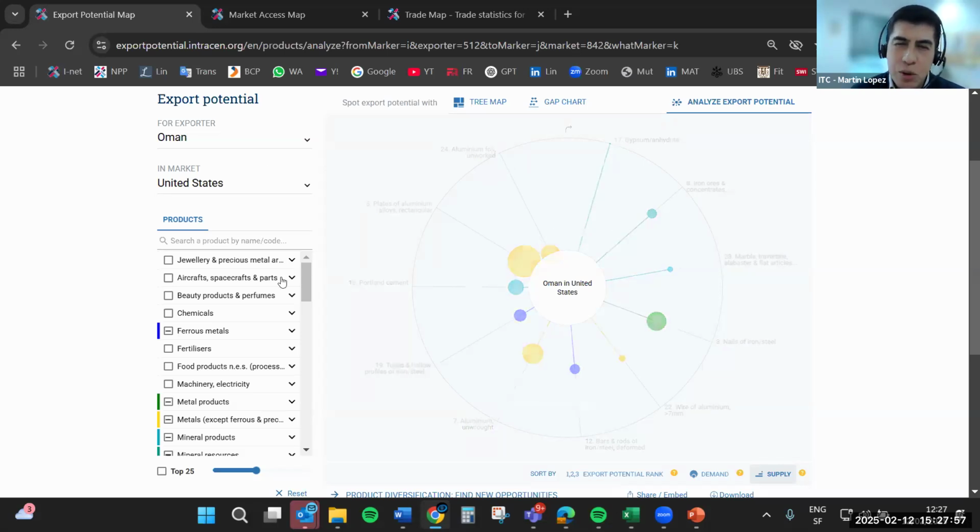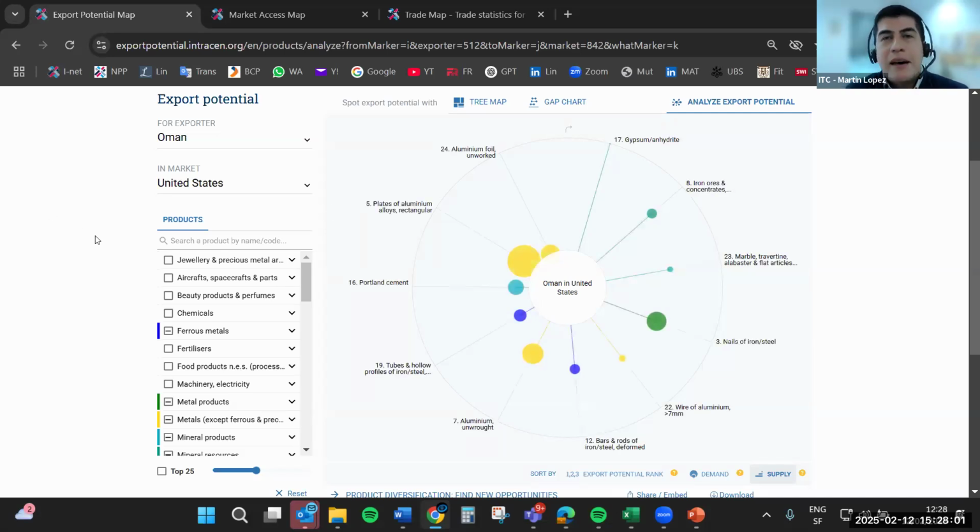So that is how we use the export potential map, because this puts in a single graph, very visually, what your opportunities could be in a specific market. I repeat, this is based on current trends and the recent past, looking at the behavior of both countries in terms of international trade.